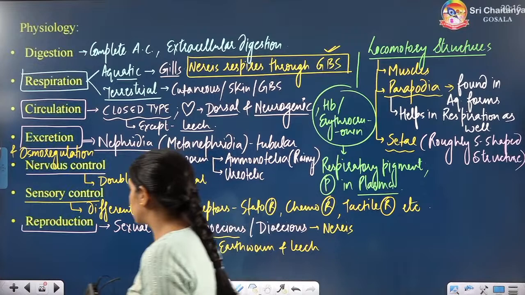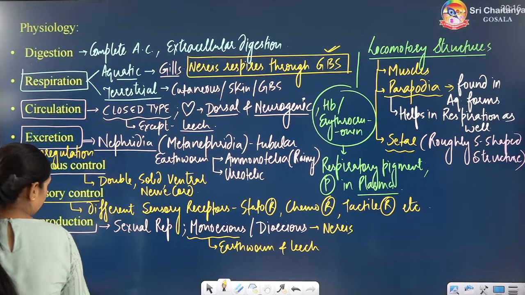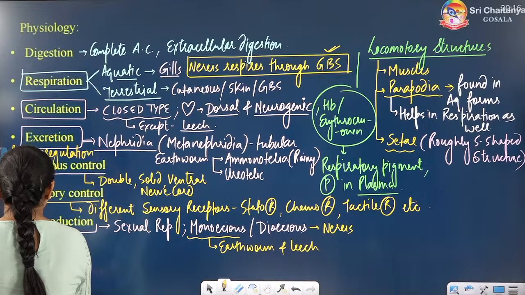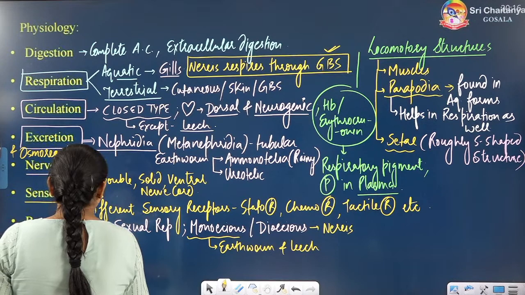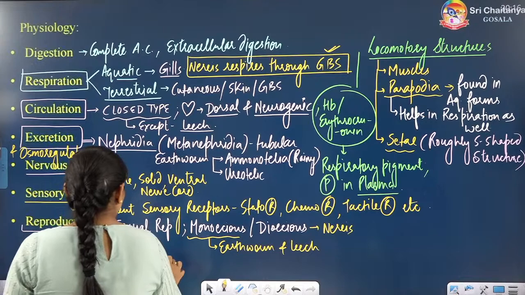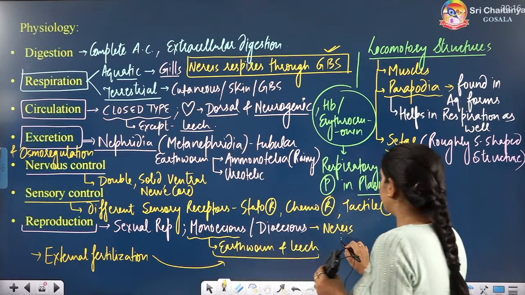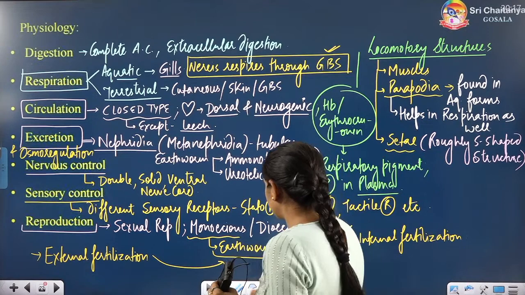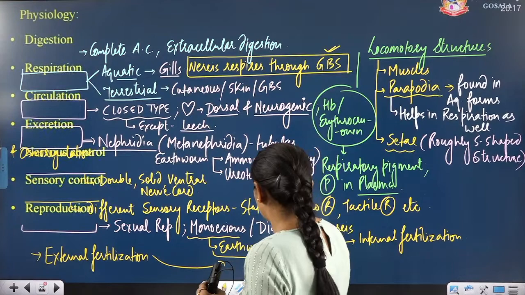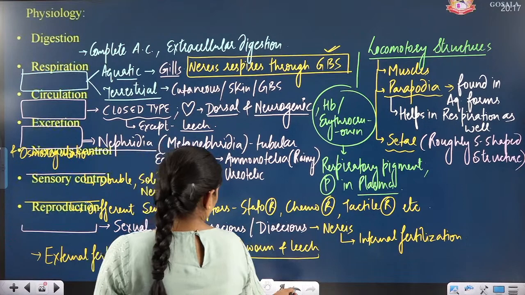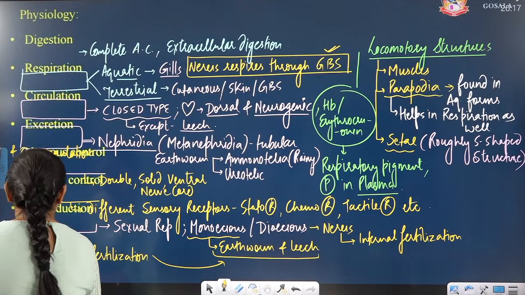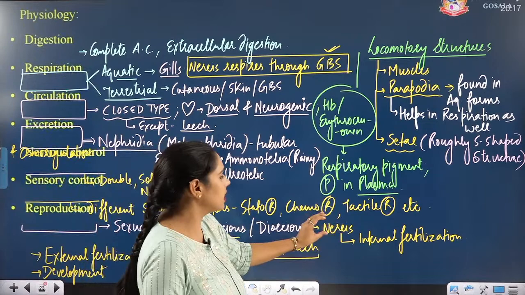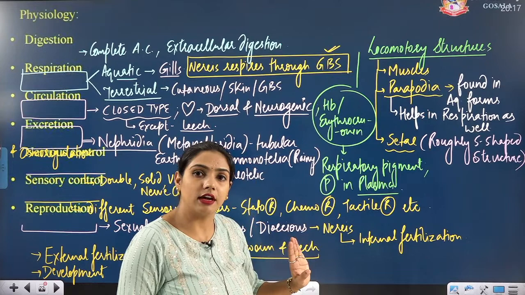If we talk about fertilization, it is mostly external fertilization, but in Nereis you can write internal as well as external fertilization. External fertilization is seen in earthworm and leech, but in case of Nereis there will be internal fertilization and indirect development. You have to remember Nereis: Nereis has internal fertilization and indirect development.